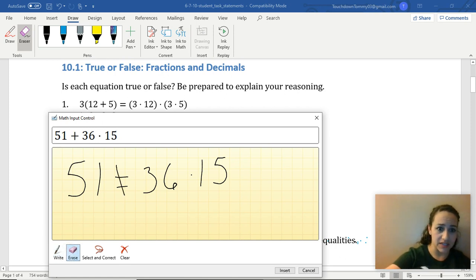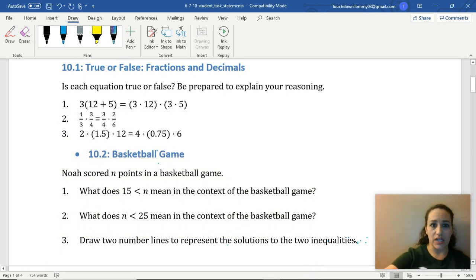Oh, that's not a plus sign. That's supposed to be, let's see, maybe I slashed it the wrong way. Does not equal. There we go. That's what that's supposed to look like. 51 does not equal 36 times 15. So this equation is actually going to end up being false.